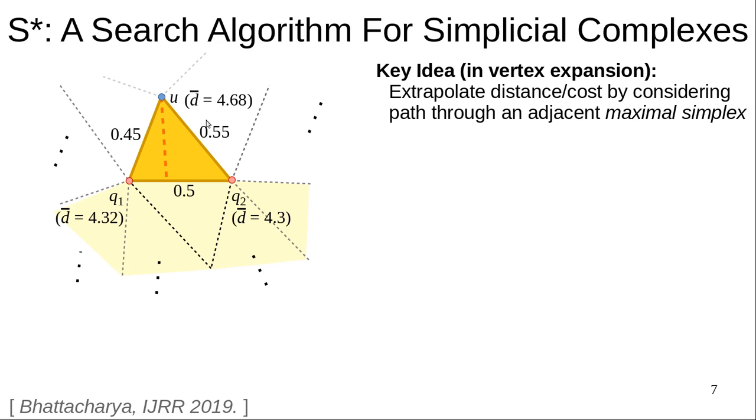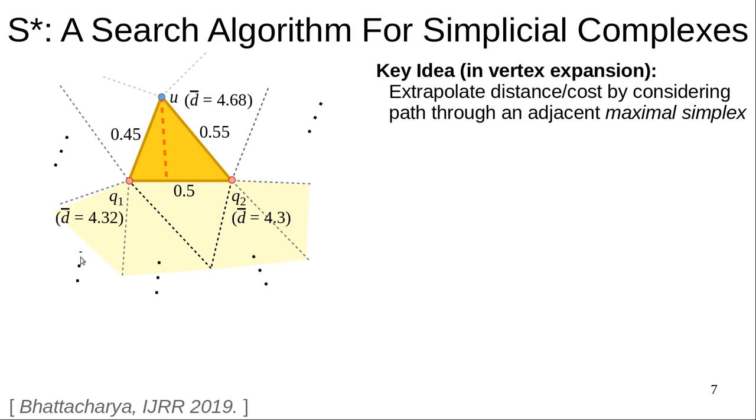So what this means is you have to look at all the maximal simplices. These are simplices which are not faces of any higher dimensional simplices in the simplicial complex. So you have to look at all the maximal simplices that are attached to that vertex U, and consider the possibility of updating this G score based on a path passing through those maximal simplices. And in order to do that, we need an extrapolation algorithm.